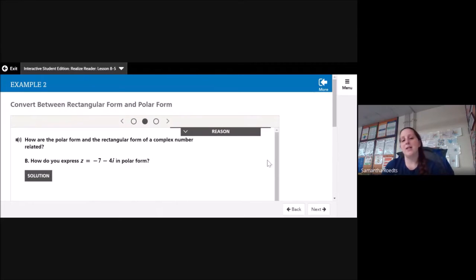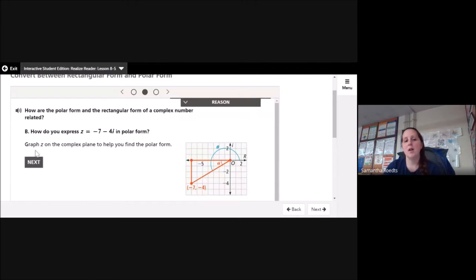How are the polar form and the rectangular form of a complex number related? So B, how do you express z equals negative 7 minus 4i in polar form? Graph z on the complex plane to help you find the polar form. So we had negative 7 across, and then down to negative 4.